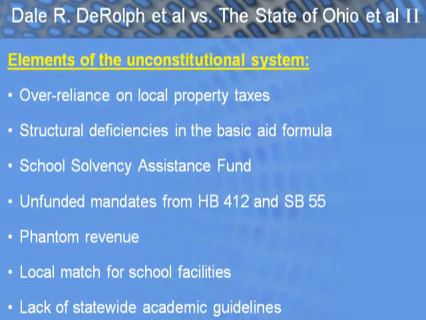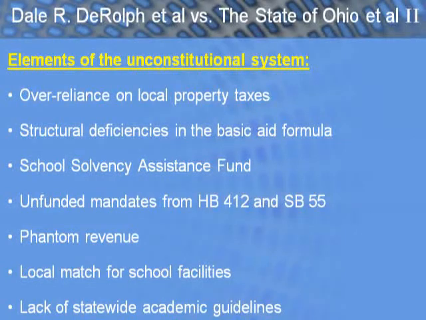In the Roth II, they ruled the system unconstitutional, and again, the key elements of why it was ruled unconstitutional: over-reliance on local property taxes, structural deficiencies in the basic aid formula itself, and again, this is referring to things like the guarantees, things like the cost of an education aren't tied to what the actual costs are. The formulas and the methodologies used at that time were just based on estimates of what those costs were, as opposed to actually looking at the actual cost.